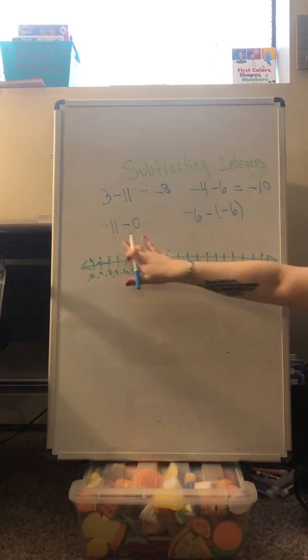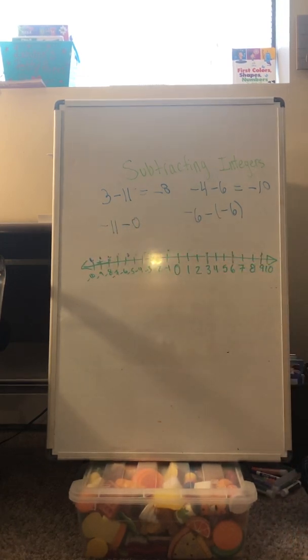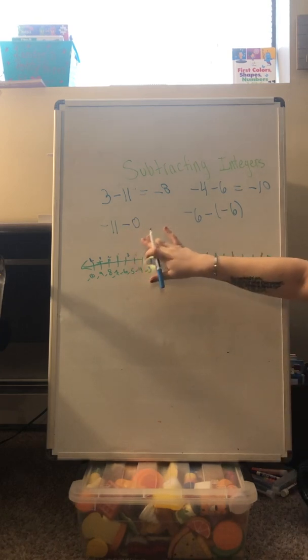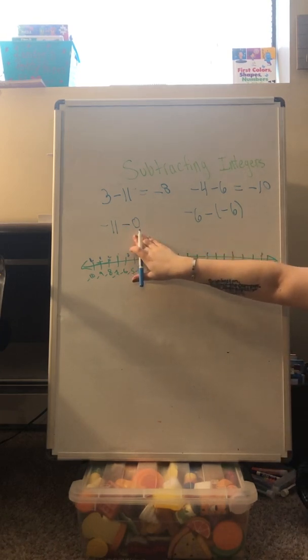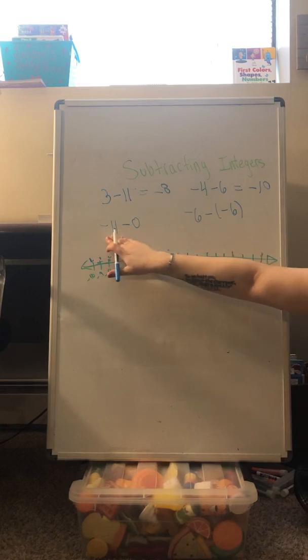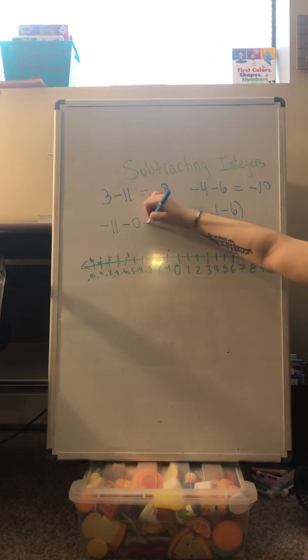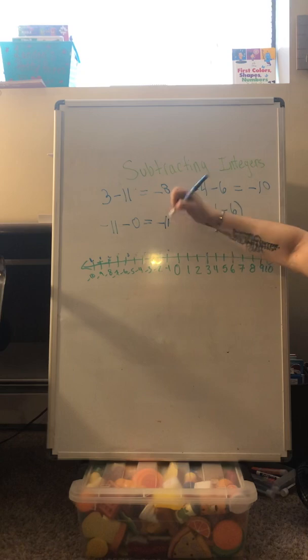Our third example, you don't really have to use a number line because you don't really have a direction. You have a starting point, which is negative $11, but you're subtracting nothing. So if you're not spending any money, you're not earning any money, you're still going to have your starting point of negative $11 or negative 11.